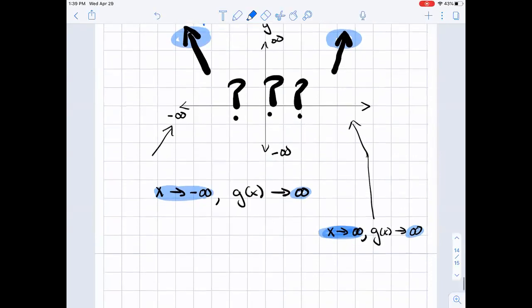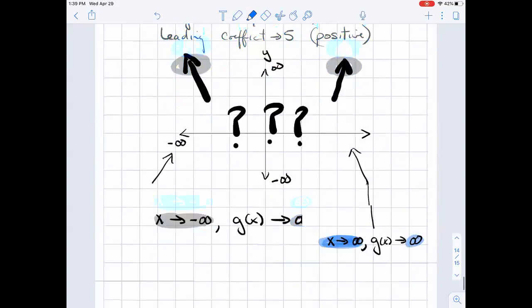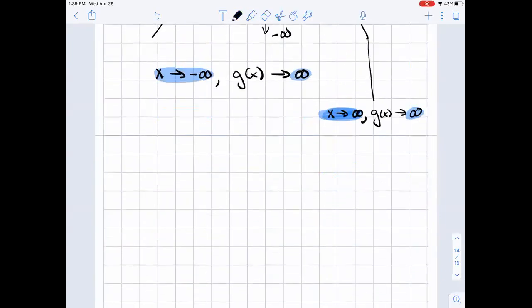Want to try a different one? Yes. Okay. So describe the endpoint behavior.